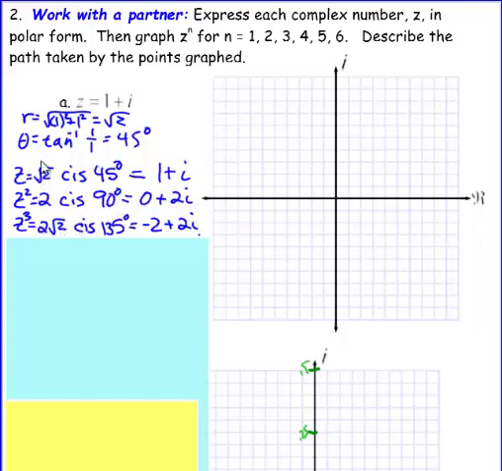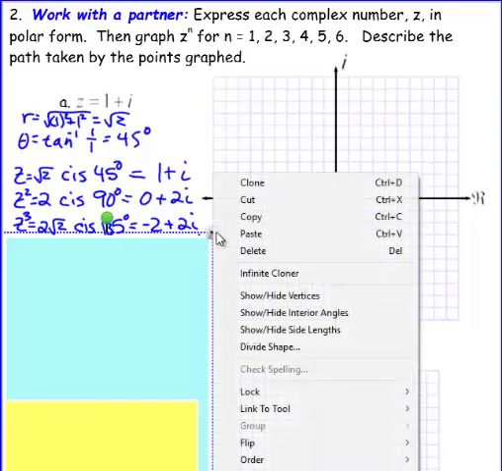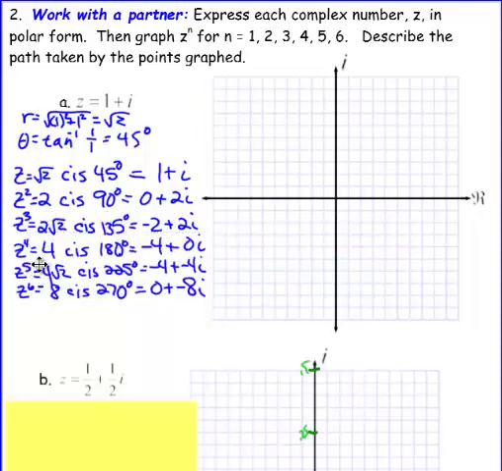Then we're doing the square root of 2 to the third power, so that's 2 square root of 2, cis 135 degrees, that was 3 times 45. And so we get -2 plus 2i. So then you go through and do the rest of the powers, the 4, 5, and 6. And then we're going to graph those.